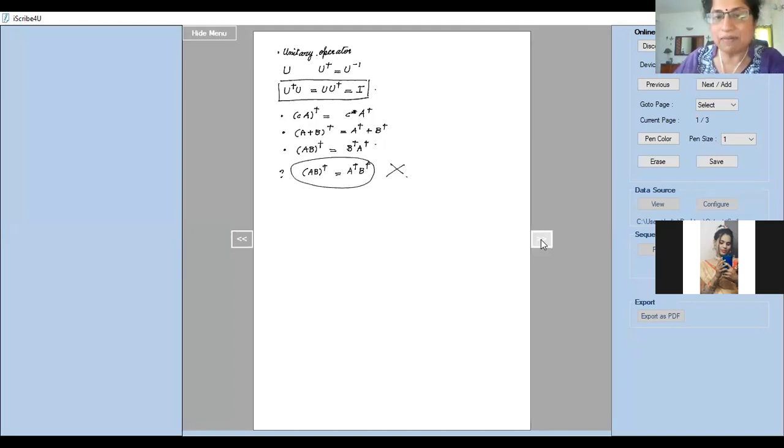It's always wrong. It will not be correct. It may work out in the case of certain special matrices, like if A and B are both equal to the identity, then you can write AB dagger is equal to A dagger B dagger. But that is a very special case. Most cases it will not work out. So be careful there.